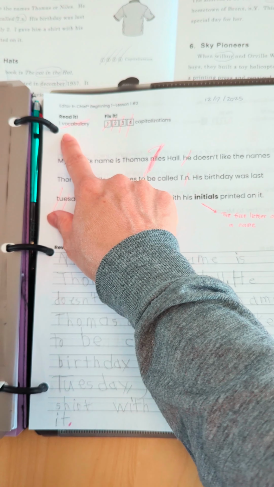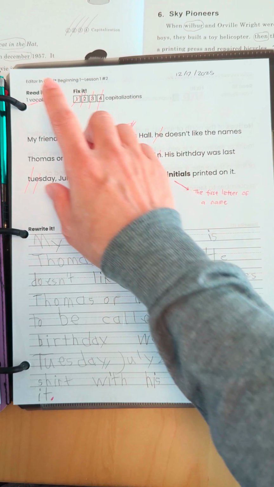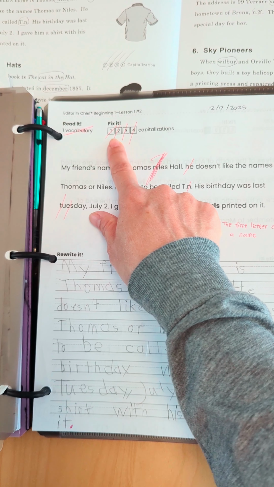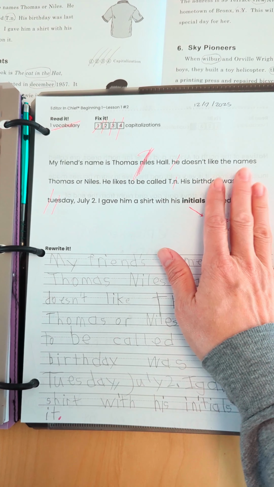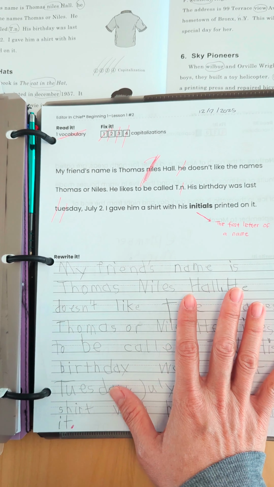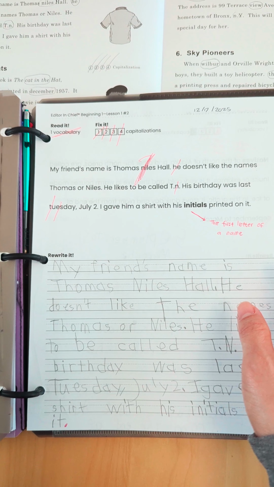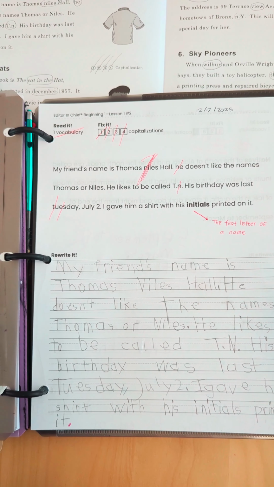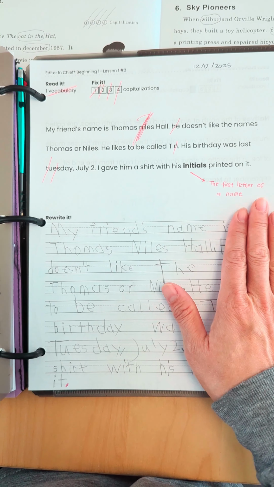So first of all, this is what Fix It Grammar style looks like. You pick a vocabulary word, and you put down how many errors are in the passage, and then you have the passage itself, and then I added a place to rewrite the passage. Now, Fix It Grammar only has one sentence per day, and after you finish the whole book, you're basically reading a whole story. But for Editor in Chief, it's just one passage, and you're done with that passage for the day.